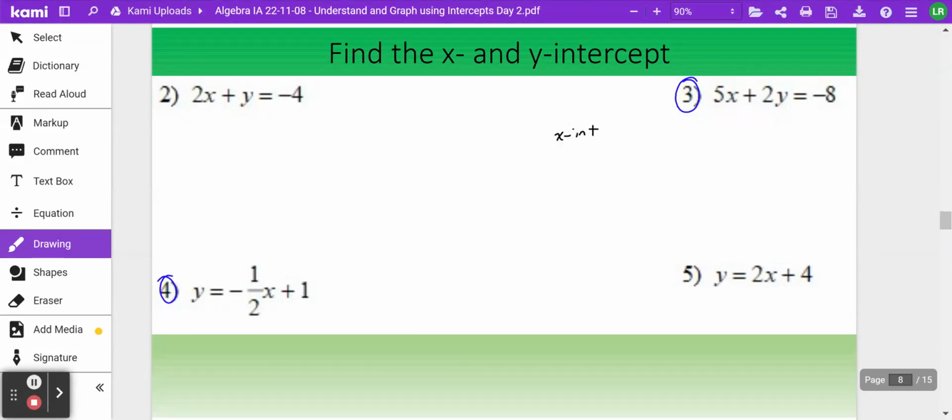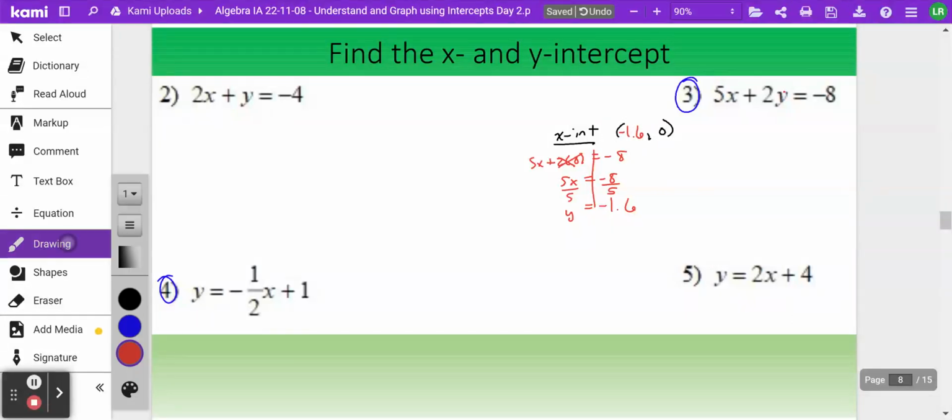First, my x-intercept. Y has to be 0. I'm putting my 0 right there. So it'll be 5x plus 2 times 0 equals negative 8. 2 times 0 is 0. I get 5x equals negative 8. Finish it. Divide by 5. And I get negative 1.6. That was my x-intercept.